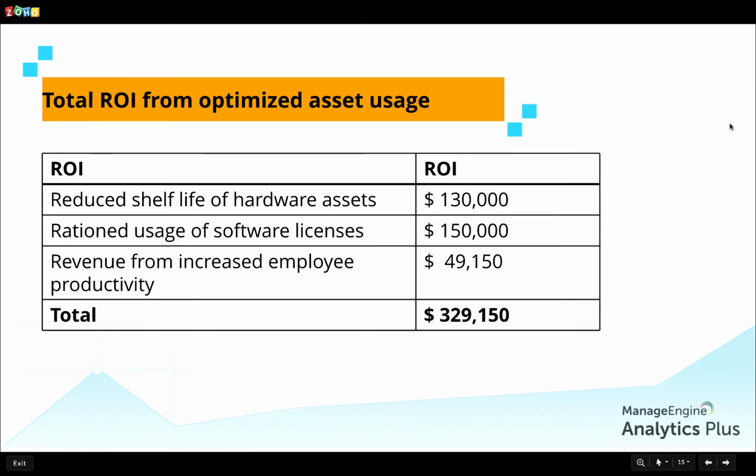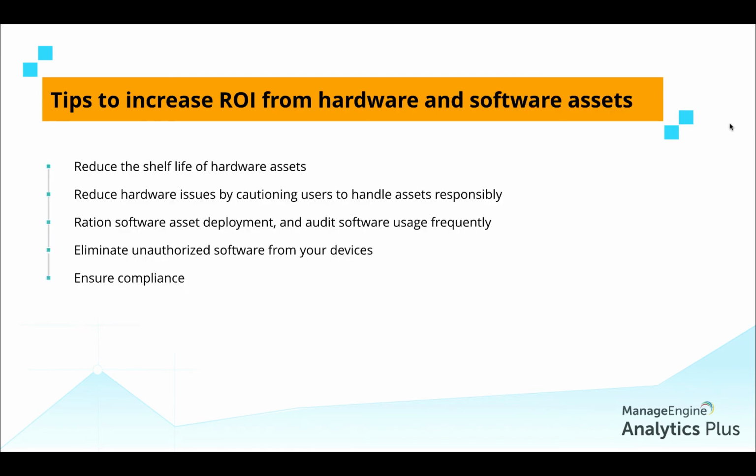The table here gives you the summary of cost savings from efficient use of hardware and software assets. You can see that the total return on investment is about $329,000. Next, let's look at a few tips to increase return on investment from hardware and software assets.